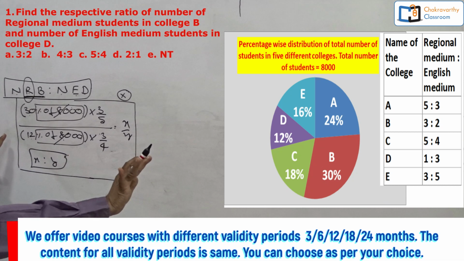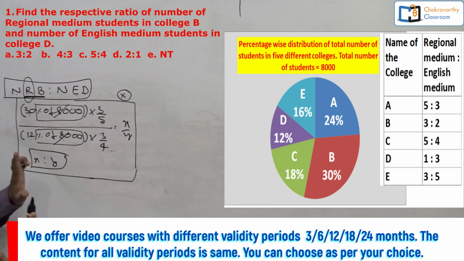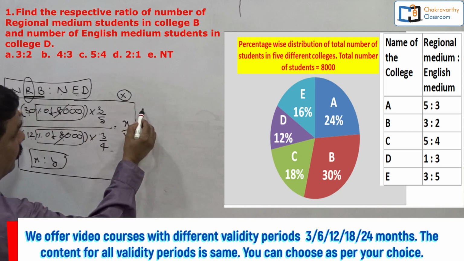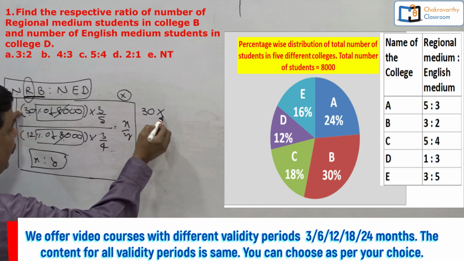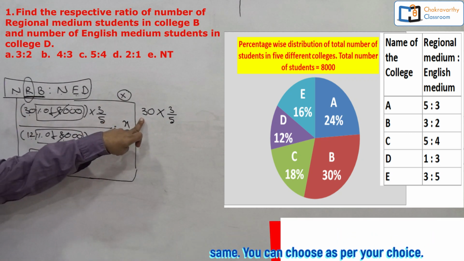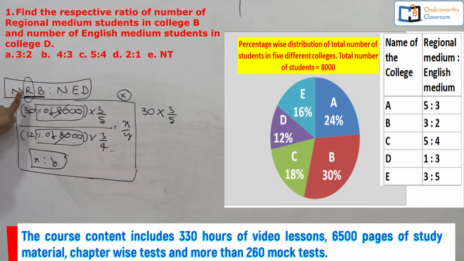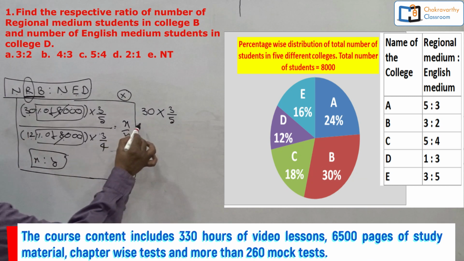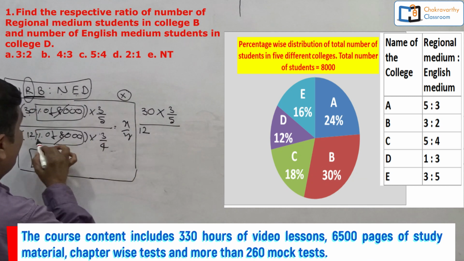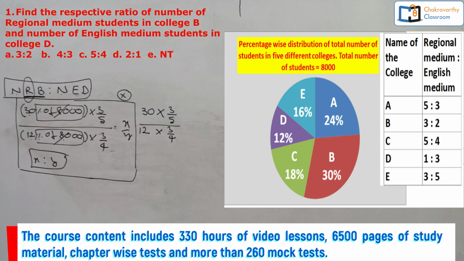So in the examination, how you need to do? Don't go for 30% of 8,000. Simply you take it this way: 30 into 3 by 5. That's it. This figure, 30 into 3 by 5, is nothing but the number of regional medium students from college B. Directly I have done that one. Now this is divided by our ratio, 12 into 3 by 4. That's all. This is going to be your answer.